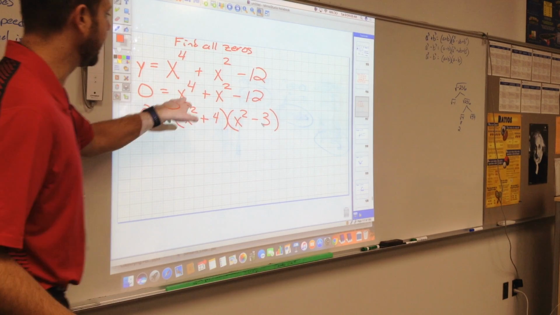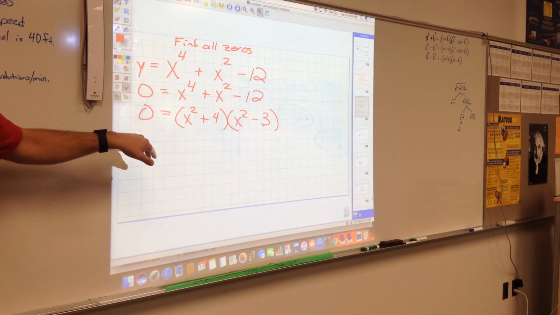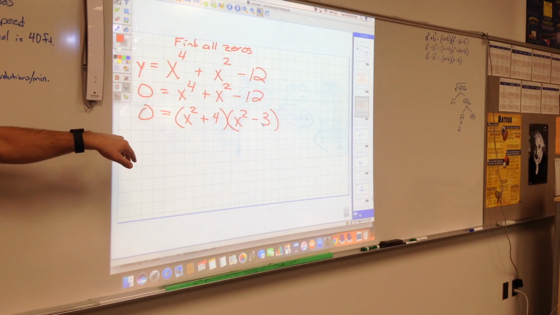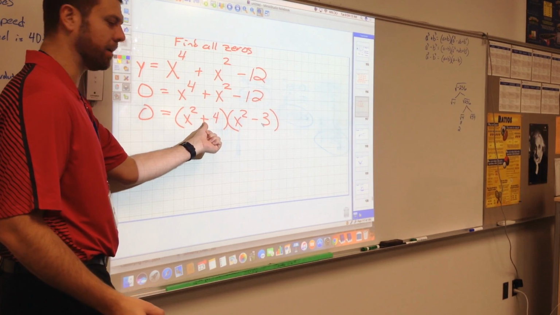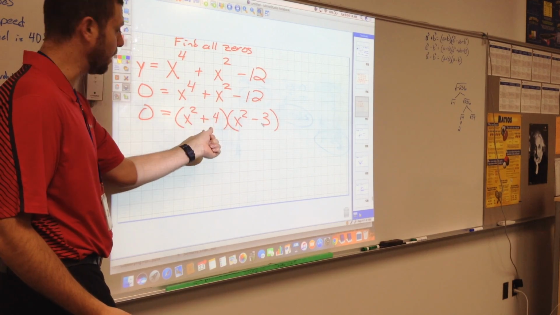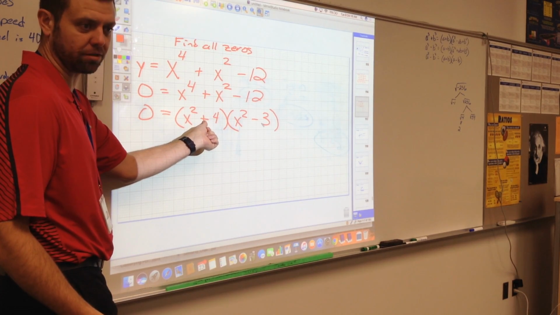If I multiply it out, I get back here. Wait, can't you simplify x squared plus 4 more? Set them equal to 0. And no, I can't simplify that more because it's a sum of two perfect squares. If that was a difference of two perfect squares, I could factor it more, but it's not.